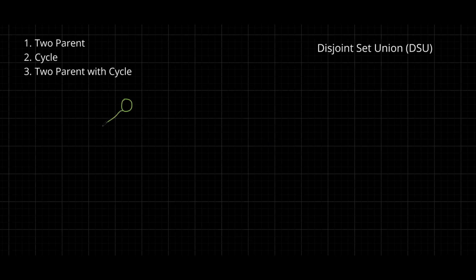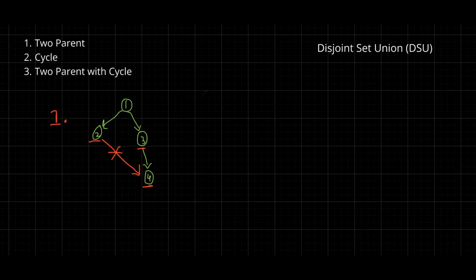First, the two parent issue. Suppose this is a tree: 4, 3, 2, and 1. Now, suppose there is an extra connection between 2 and 4. Now, node 4 has two parents. One is 3, another is 2. In this case, if we remove this edge, the graph will become a tree. So, this is the first scenario.